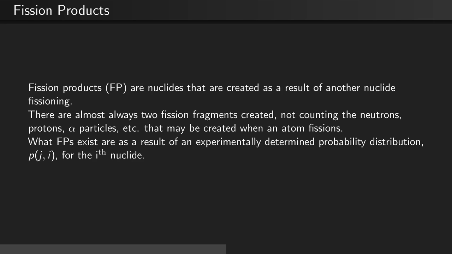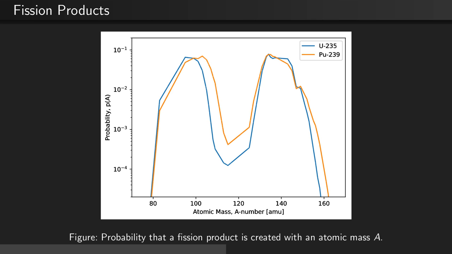Which fission products exist is a result of an experimentally determined probability distribution, P_i, for the ith nuclide. Here we see the probability distribution that a fission product is created with an atomic mass A. These probability distributions are different depending on which nuclide is fissioning. As seen here, the uranium-235 curve is very different from the plutonium-239 curve.